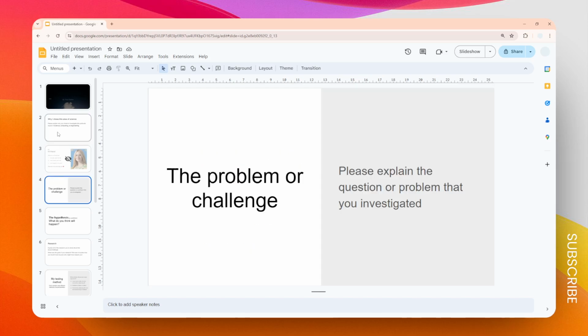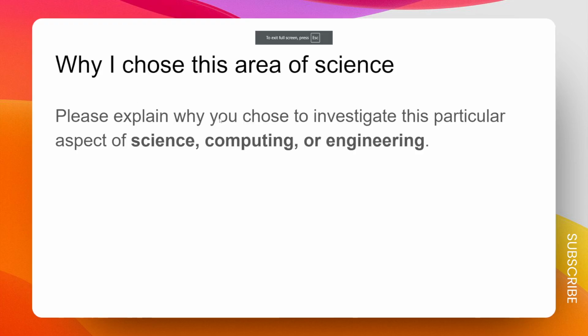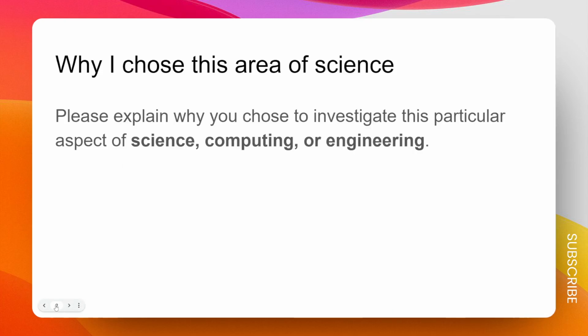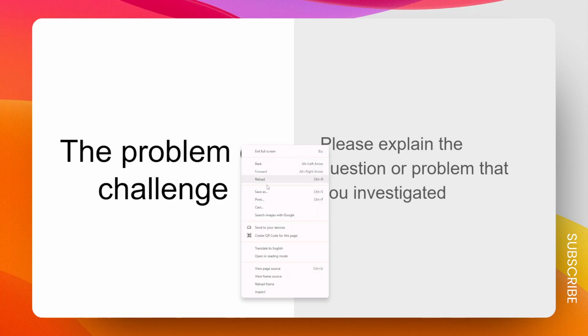2, 3, 4. So if I go to slideshow, if I present the document, you will see that it will skip slide number 3. I'm going to just click here and yeah. Now this is slide number 4. If I go back, it skips number 3 and just goes to number 2 instead. And that's essentially how you can skip a slide in Google Slides.